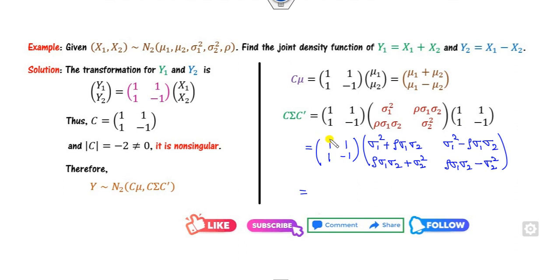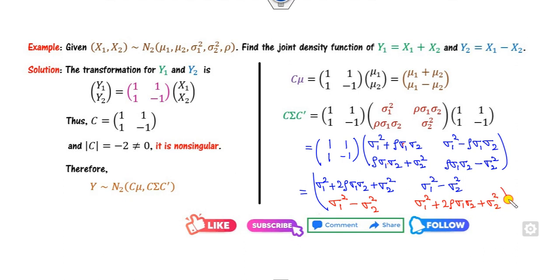Then I can again multiply them, this plus this. So it will be sigma 1 square plus twice rho sigma 1 sigma 2 plus sigma 2 square. Similarly this into this, so this will be cancelled out. It will be sigma 1 square minus sigma 2 square. Second row first column, this into this, so these two numbers will be cancelled out. It will be sigma 1 square minus sigma 2 square. This into this, sigma 1 square minus twice rho sigma 1 sigma 2 plus sigma 2 square, sorry, it's a negative.